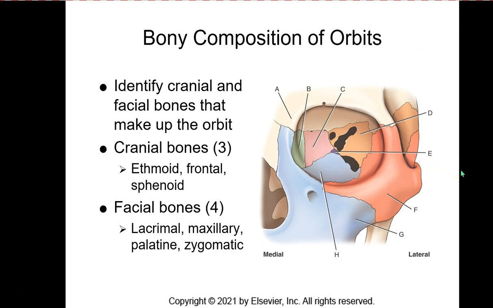So the 7 bones that make up each orbit include 3 cranial bones and 4 facial bones. And let's just identify them one more time. So A is frontal, B is lacrimal, C is ethmoid, D is sphenoid, E is palatine, F is zygoma, G is maxilla, and H is the orbital surface of the maxilla, but still part of the maxilla bone. So G and H are both maxilla.